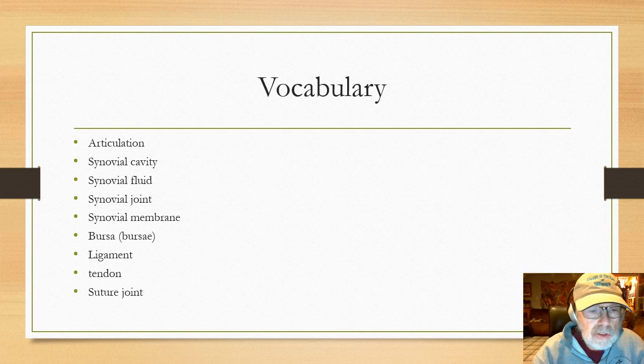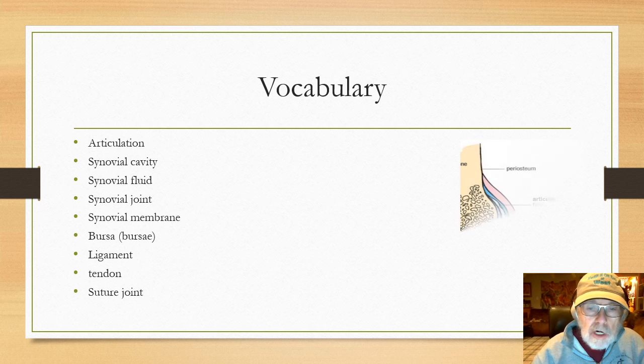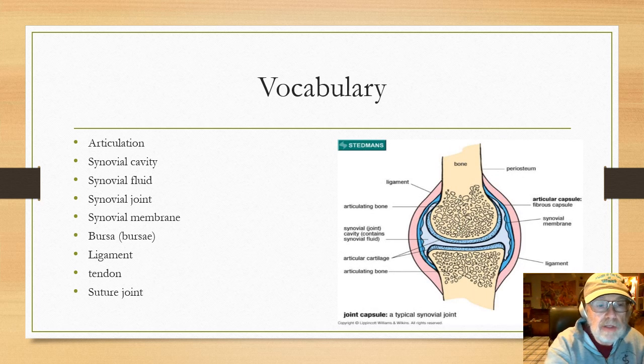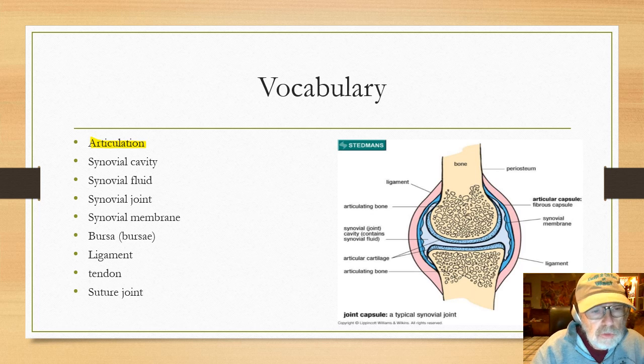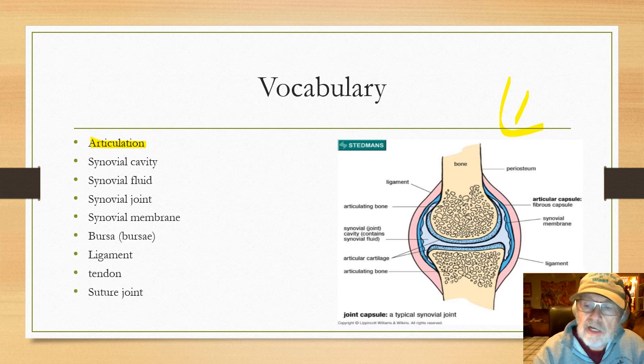A couple of words here that I think we really need to know. Articulation is basically another word for a joint. Whenever you see the word articulation, it means joint. On the right side of the image, let me get rid of myself so I'm not in your way, this is an articulation, and this is what I call a synovial joint. I'll talk about synovial joints in a little bit.